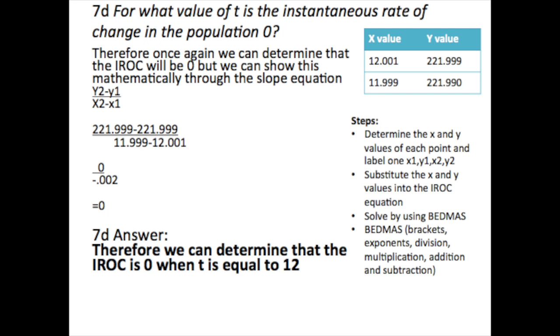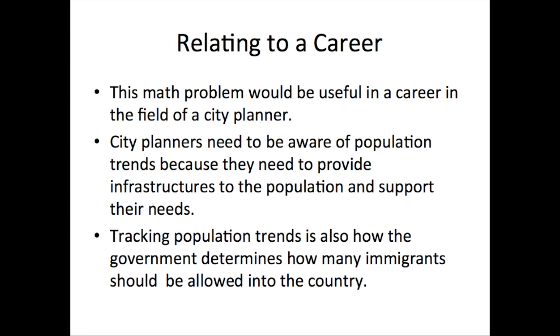Now once you have both x and y values, you can solve for the IROC the exact same way you would solve for AROC, subbing the x and y values into the equation and solving. In this case, because the numbers are so close, they subtract to 0, and you know that anything divided by 0 is 0. Therefore, we can determine that the IROC is 0 when t is equal to 12. Congratulations, you have solved the entire question.